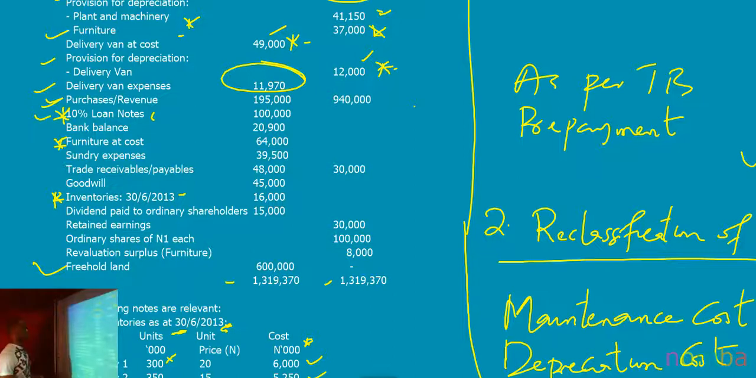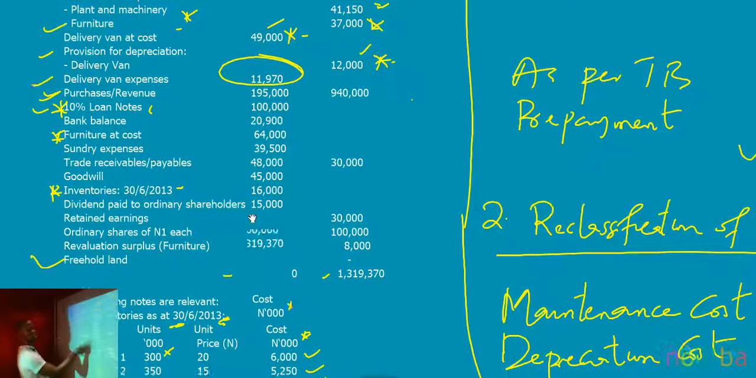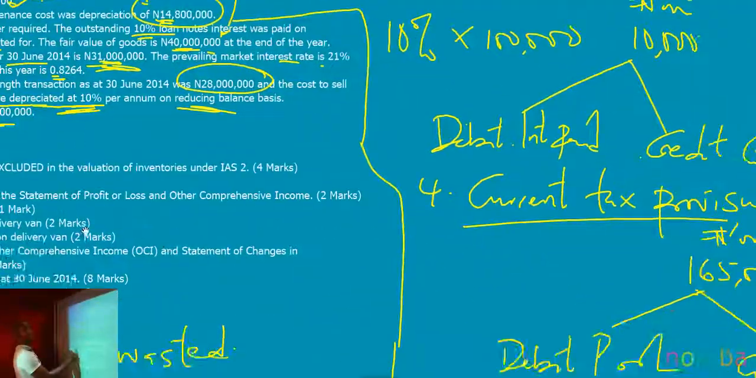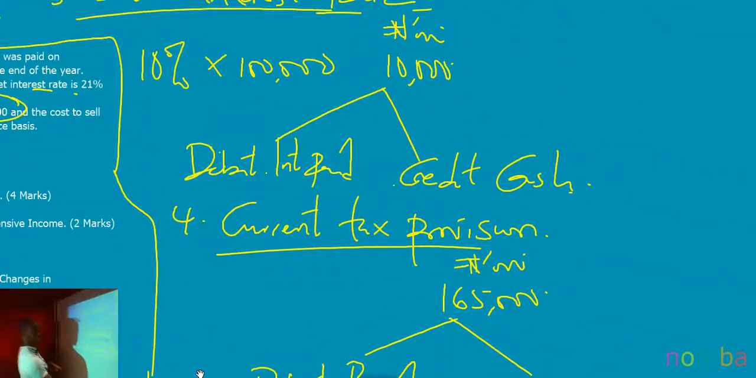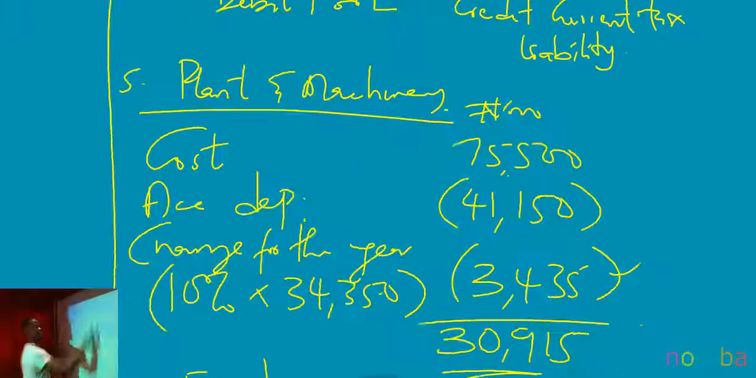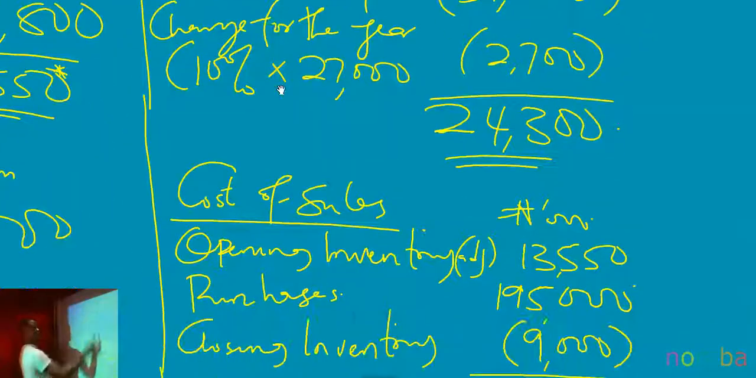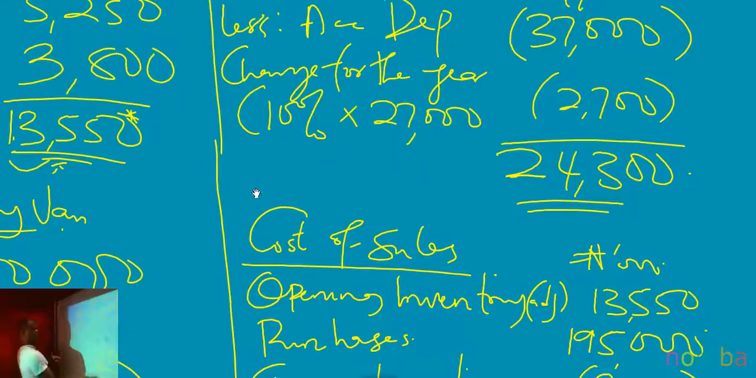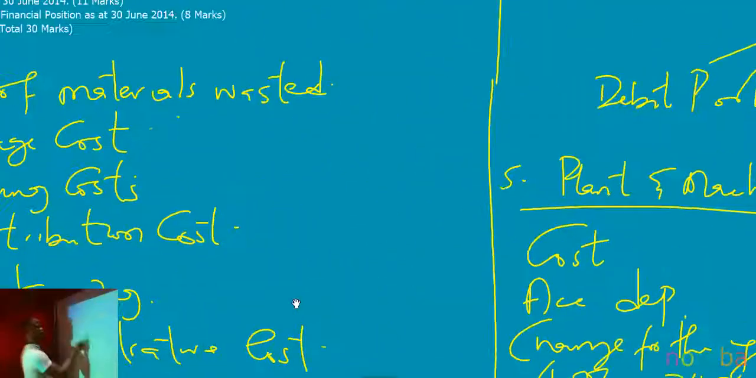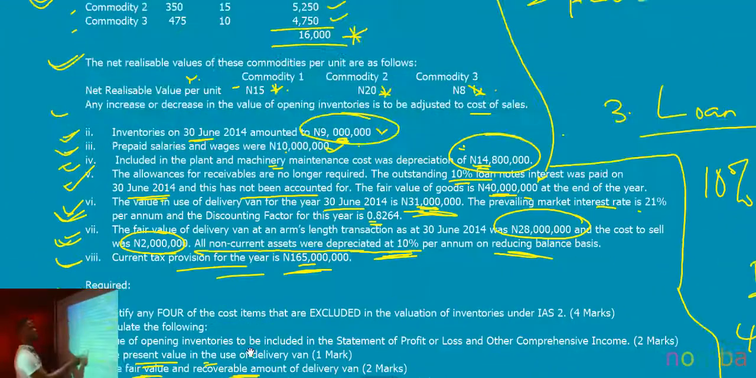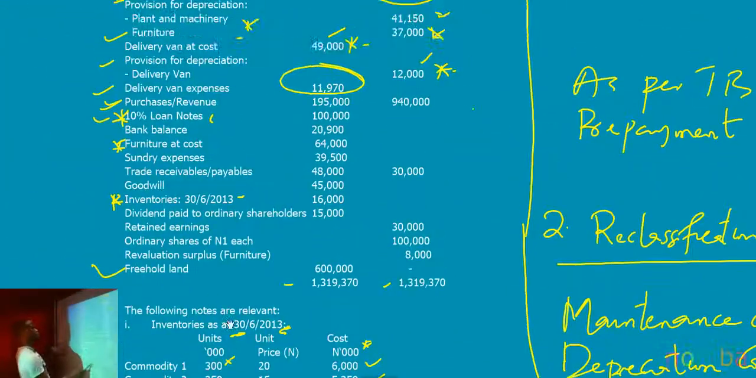Loan notes. We were told that they paid interest on these loan notes. So there will be a finance cost which we calculated already here as 10,000. So we need to recognize a finance cost. That finance cost should come in as a separate line item. Okay.